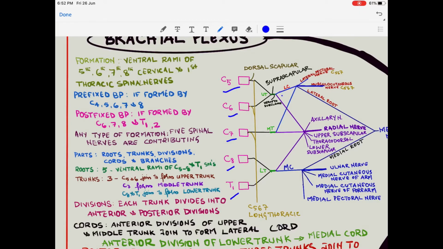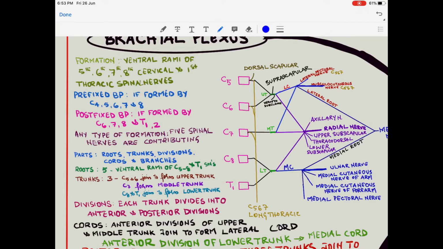In prefixed type of formation, it starts from C4 and T1 is absent. So C4 to C8, that is prefixed. If it is formed postfixed, it will be formed by C6 to T2. So C5 will be absent. So C6 to T2 is the postfixed and prefixed is C4 to C8.